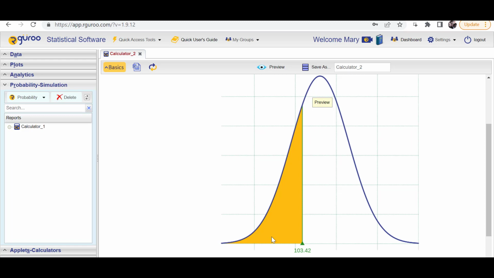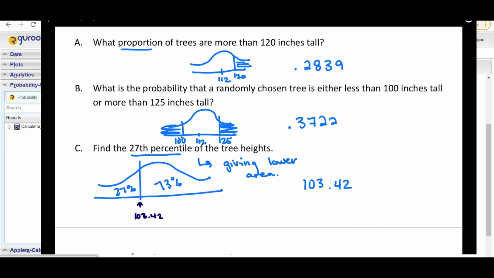Oh, you can't see that. Sorry. Let me go back here. So the number that separates the lower, sorry about that, the lower 27% from the upper 73% is this number right here, 103.42. There we go.